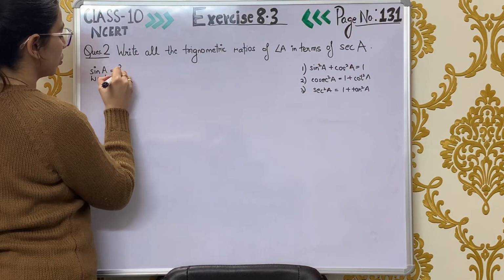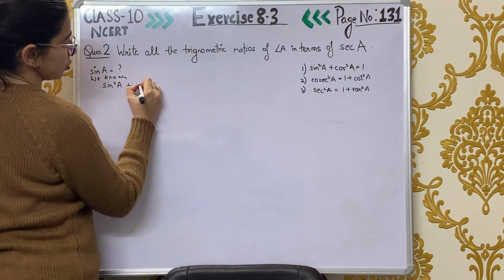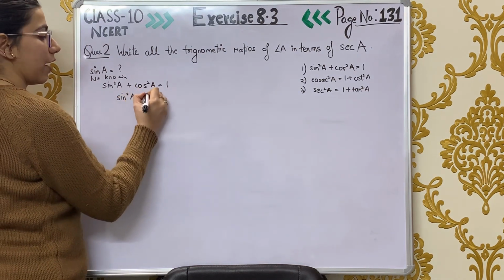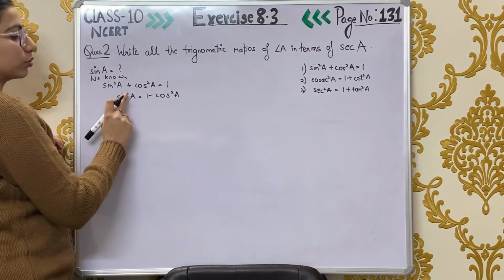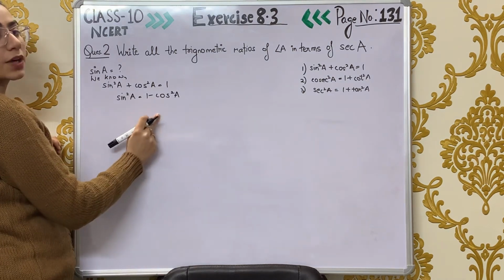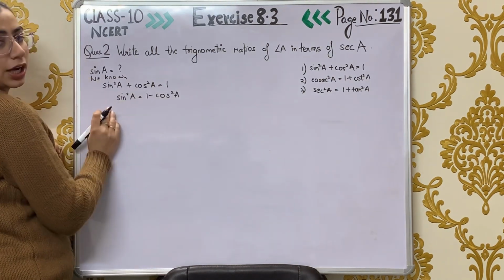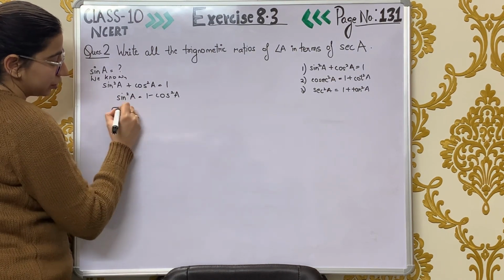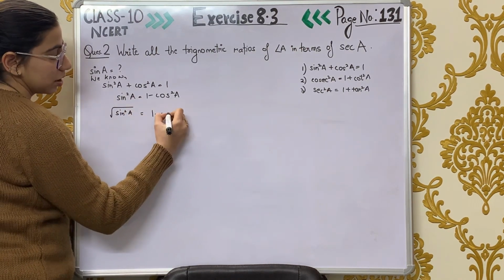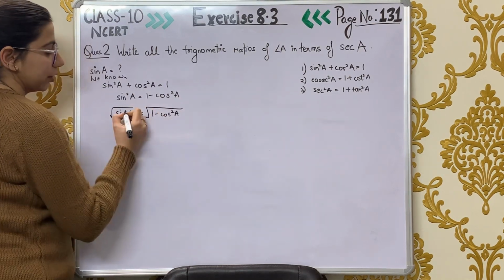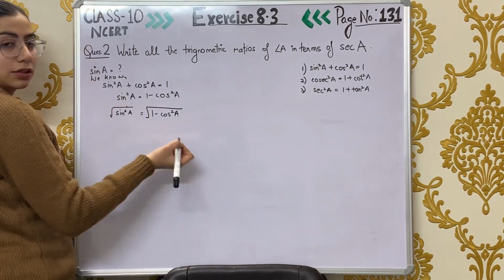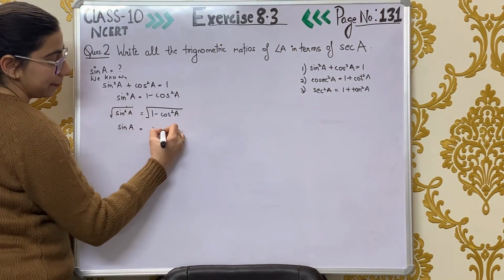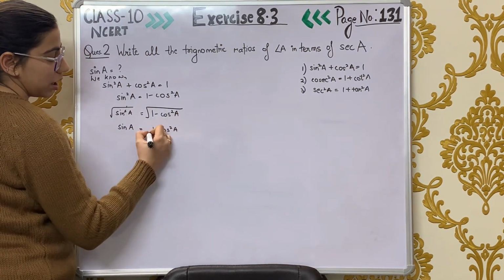As we know, sin square A plus cos square A is equal to 1. So sin square A is 1 minus cos square A. Now the square goes to the other side, it becomes under root. Or we can take under root on both sides. So we get sin square A under root is equal to 1 minus cos square A under root. Now the square and the under root get cancelled. So we get sin A is equal to 1 minus cos square A under root.